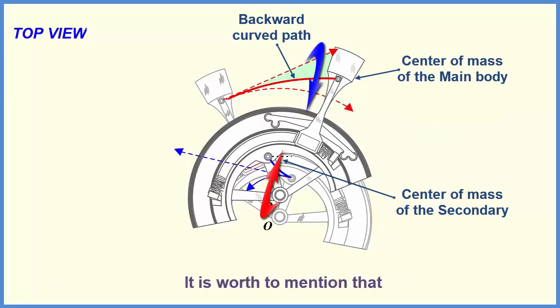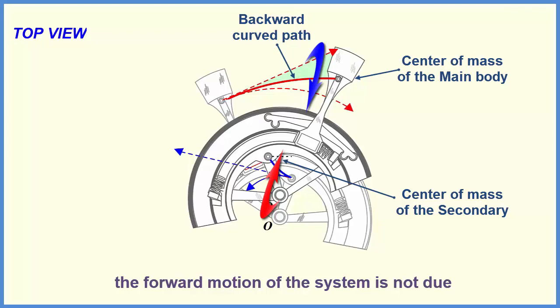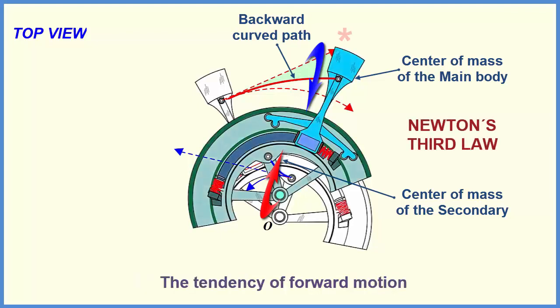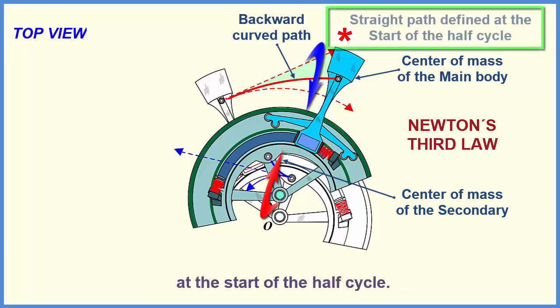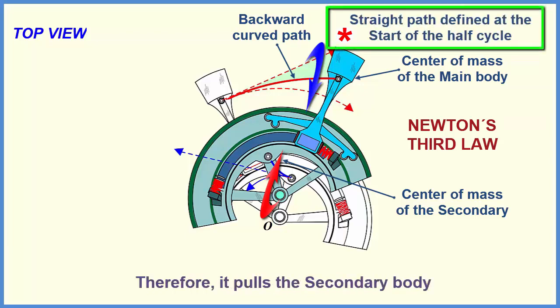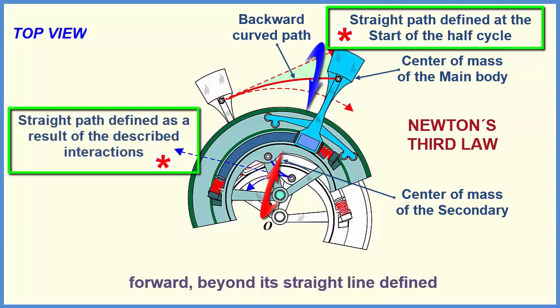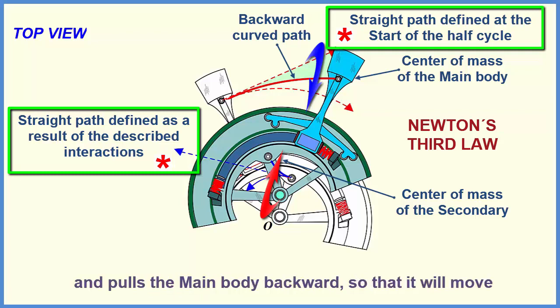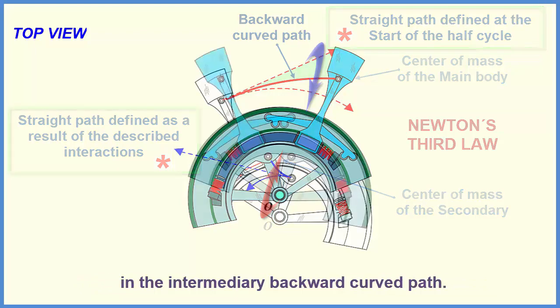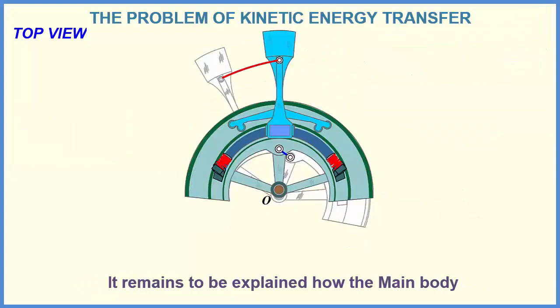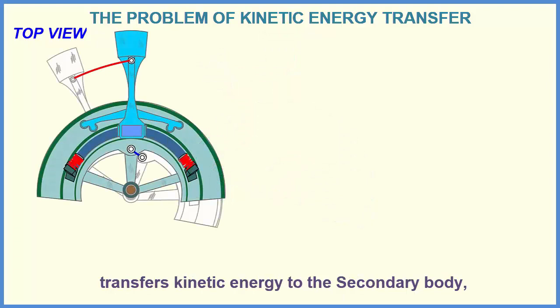It is worth mentioning that the forward motion of the system is not due to the two bodies rotating in circles and producing forward centrifugal forces. The tendency of forward motion of the main body along the inclined straight path is defined at the start of the half cycle. Therefore, it pulls the secondary body forward beyond its straight line, defined as a result of the described interactions. The secondary body resists and pulls the main body backward so that it will move in the intermediary backward curved path.